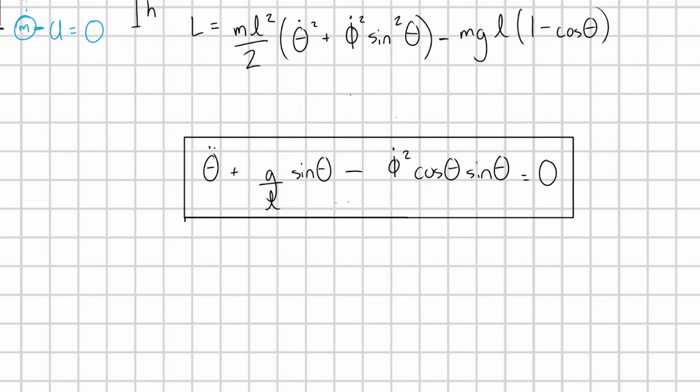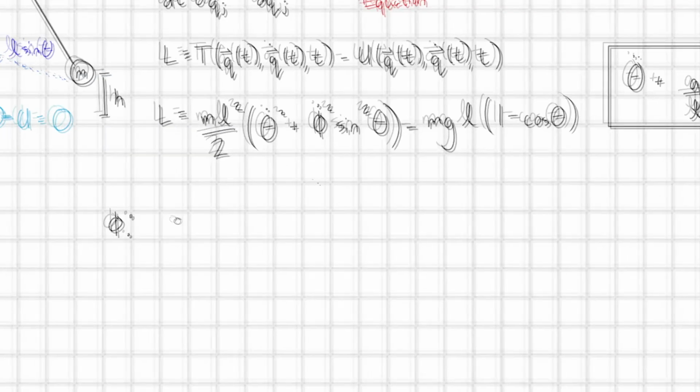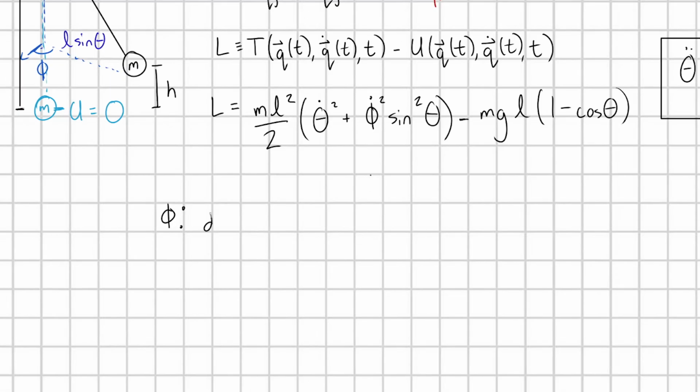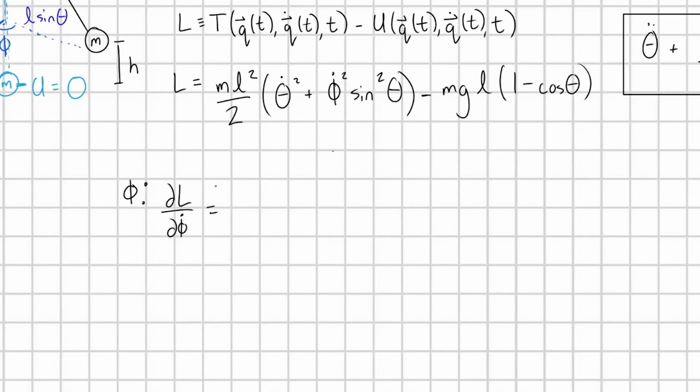Right, so now that we have this equation, let's take some time and get the equation of motion for phi. Okay, so next let's get our equation of motion for phi. So first thing we need, just like before, dL with respect to phi dot. Okay, what's this going to be equal to? All right, so we just have one term with phi dot here. So when we take this derivative, we're going to have ml squared times phi dot times sine squared theta. There we go. And now I'm going to hold off on taking the time derivative of this, and we'll see why in a second.